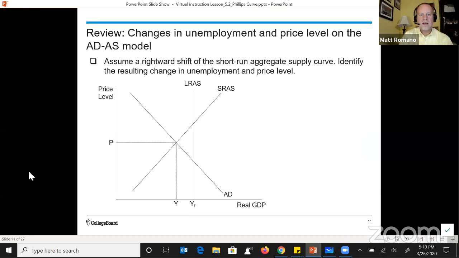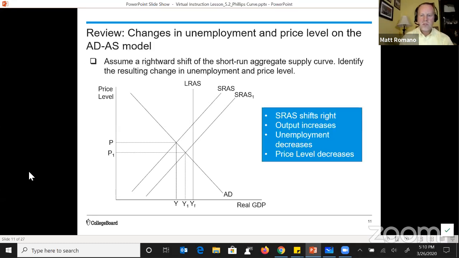Okay, how about aggregate supply? If aggregate supply is to shift to the right, what's going to happen to unemployment and price level? Well, a rightward shift of aggregate supply is going to increase output. And we just said this, in the short run, if output increases, people are going to get hired, employment goes up, unemployment goes down. But with this, we're going to see price level fall. Why did this happen? We don't know.